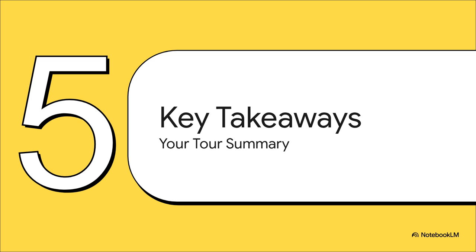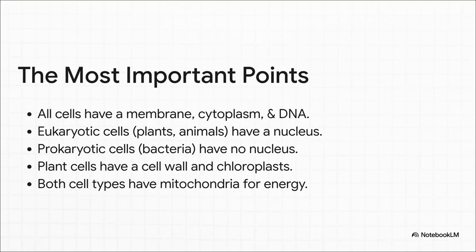Phew, we have covered a lot of ground on our tour today. So before we finish up, let's just do a quick recap of the most important things to remember. If you only remember a few things, make it these five points. One, every single cell has that membrane, cytoplasm, and DNA. Two, eukaryotic cells like ours are the complex metropolises with a nucleus. Three, prokaryotic cells are the simple villages and they don't have a nucleus. Four, plant cells have those three special extras, the wall, chloroplasts, and that big vacuole. And five, don't forget, both plant and animal cells use mitochondria to power their city.